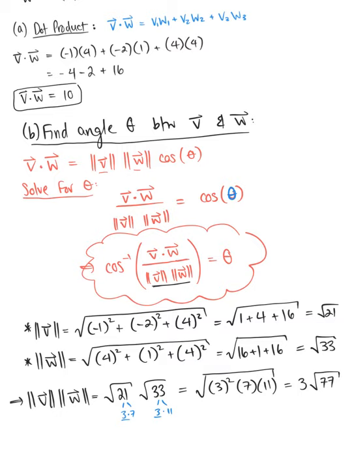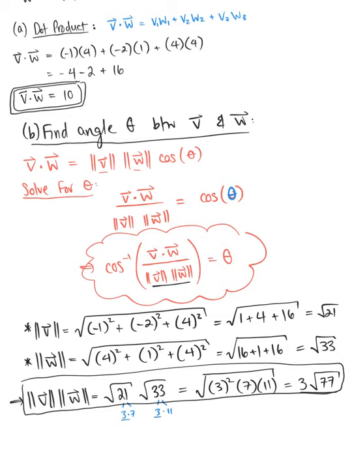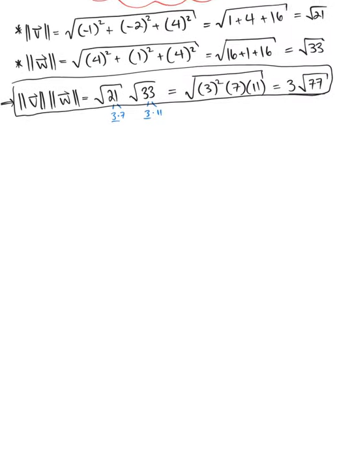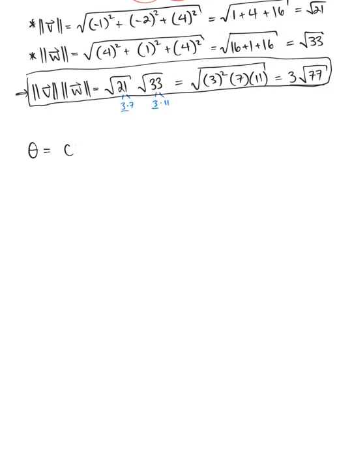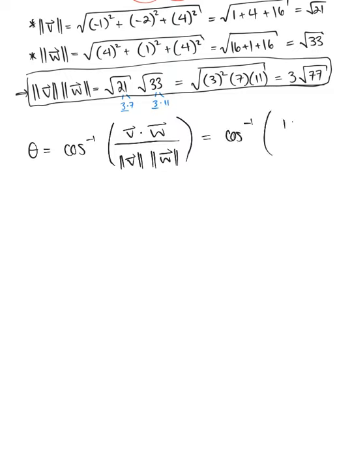All right, so now we are ready to find the angle. We've got our dot product of v and w is equal to 10. We just found that the product of the magnitude of vector v times the magnitude of vector w is 3 times the square root of 77. And so we're ready to plug them in. So theta again is equal to inverse cosine of the dot product of vector v and vector w divided by the magnitude of vector v times the magnitude of vector w. So this is inverse cosine of 10 divided by 3 times the square root of 77. And if this was a test question, this is where we would leave our answer. We'd box this up, and this is in radians.